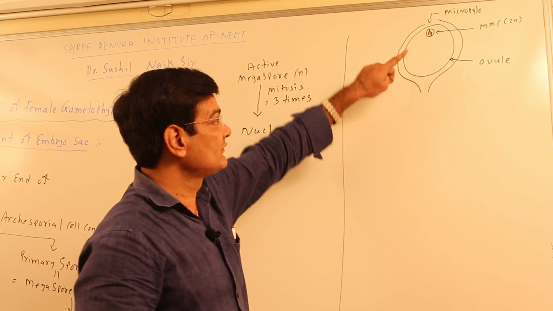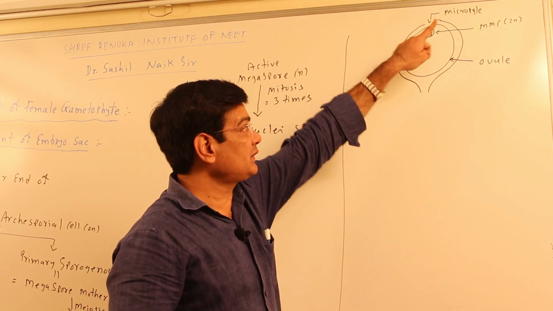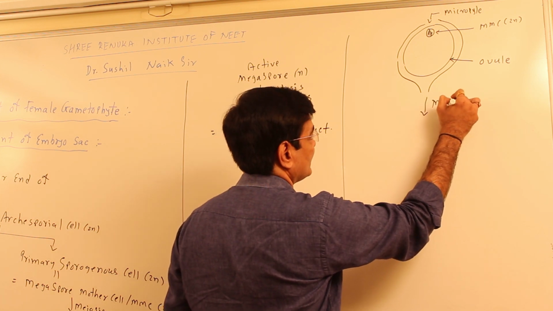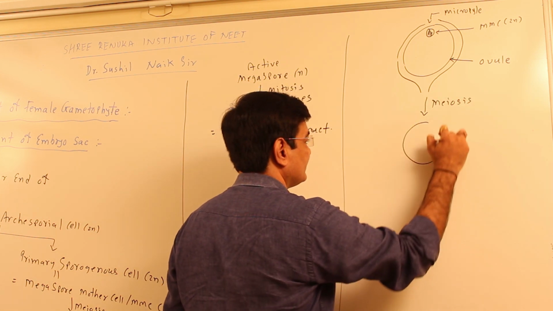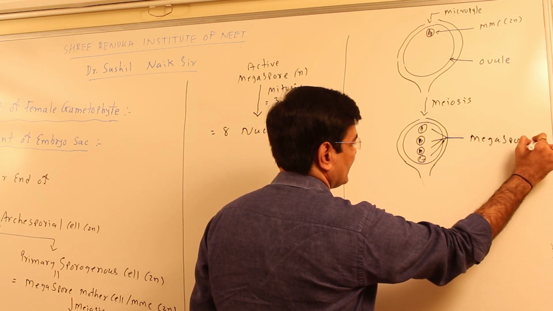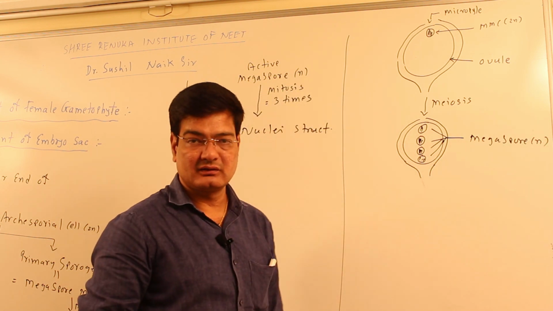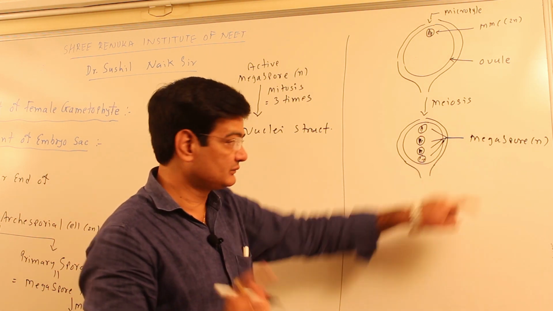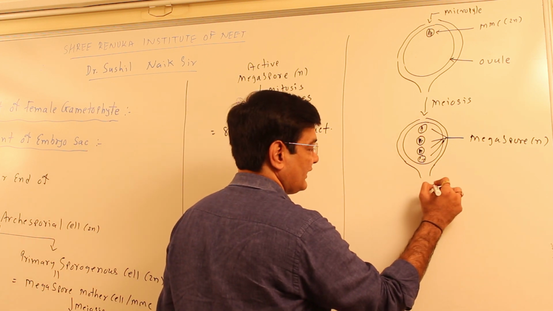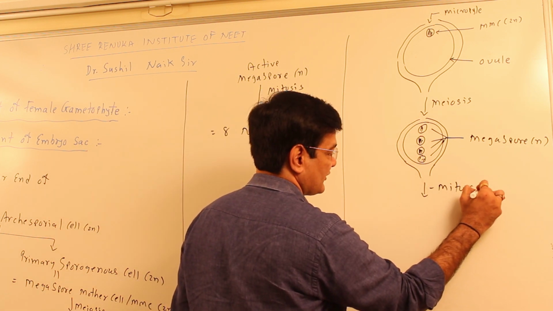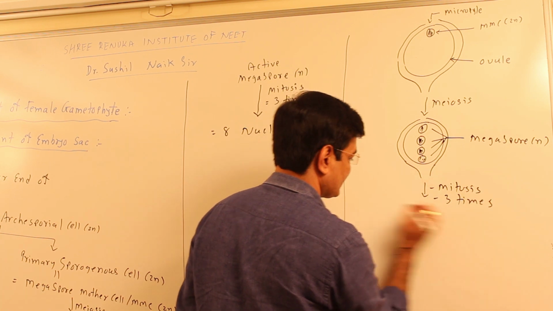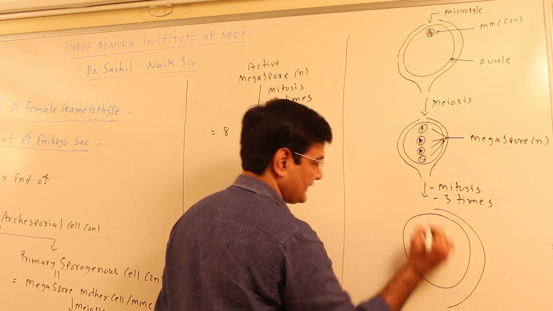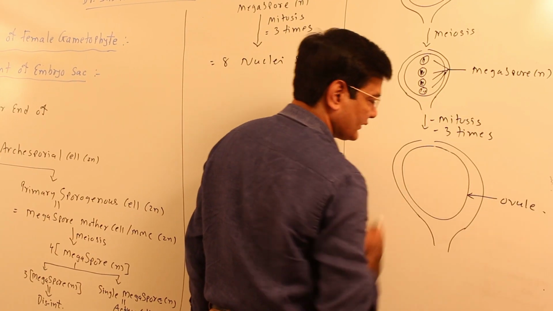Inside the ovule, the megaspore mother cell is located towards the micropylar end. As I told earlier, it undergoes meiosis to form 4 megaspores inside the ovule. From these 4 megaspores, 3 disintegrate as I told. A single megaspore remains active. It undergoes mitosis 3 times. As a result of that, a total of 8 nuclei form inside the ovule.